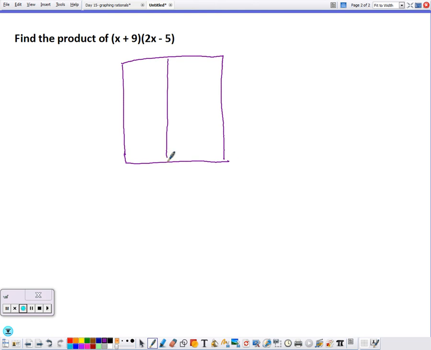my diagram. And I'm going to label this side x. And I'm going to say that this side has a length of 9. I have a plus 9 there. I'm going to say that this side has a length of 2x. And this side has a length of minus 5.